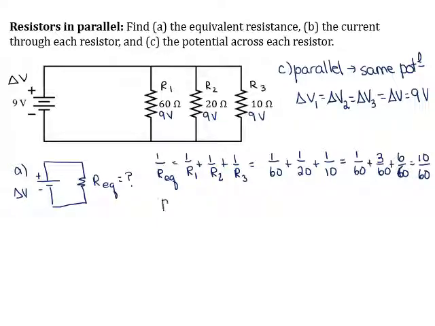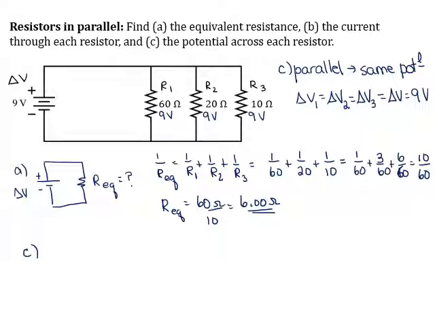Then to find our equivalent resistance, we take the reciprocal of both sides, so 60 ohms divided by 10 to give us 6 ohms. So our equivalent resistance of this entire circuit is 6 ohms. Kind of interesting that when you add things in parallel, the equivalent resistance goes down.